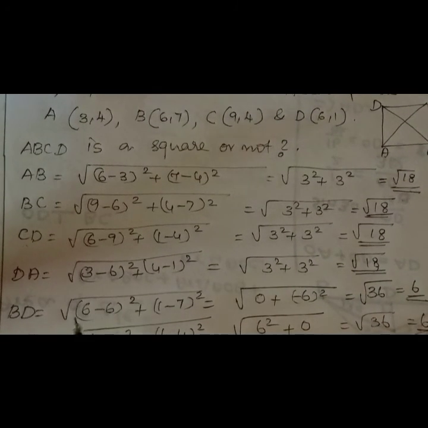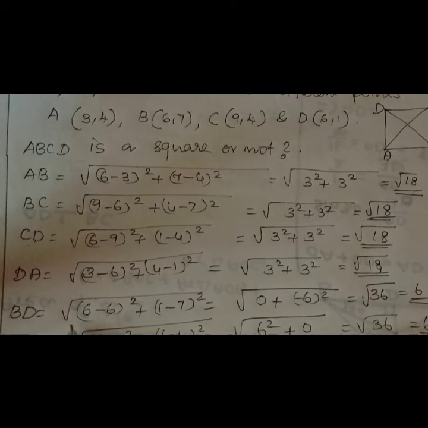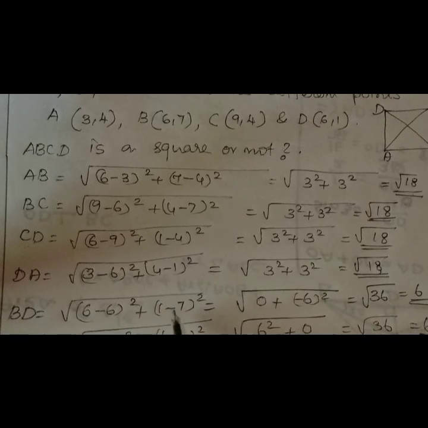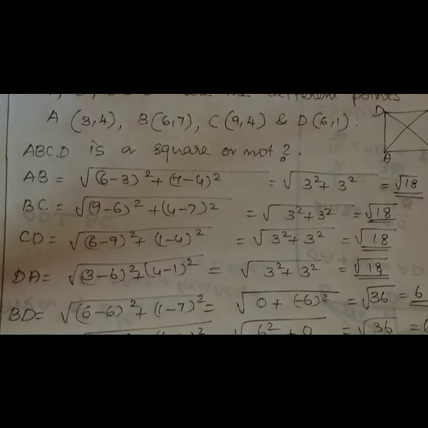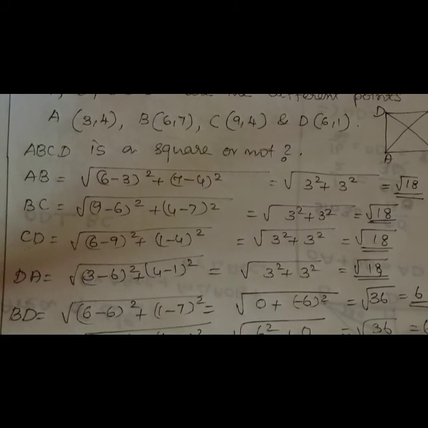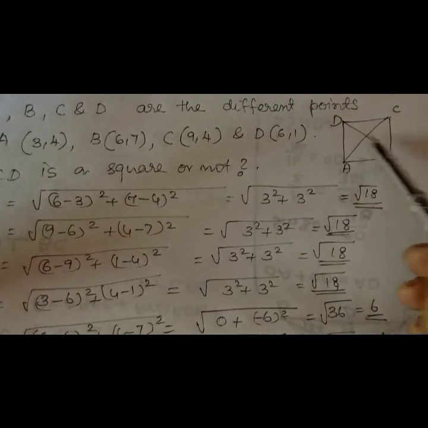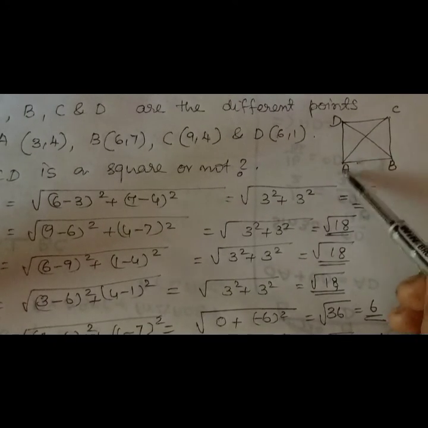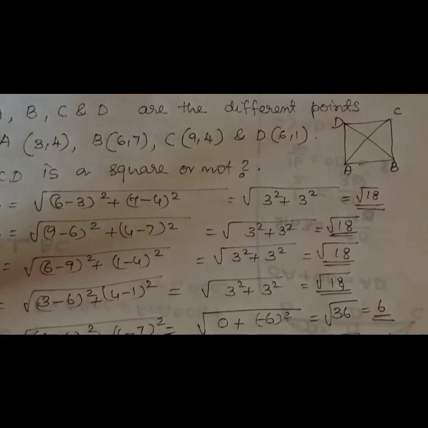Next we want to find the diagonals. BD is the root of (6 minus 6) whole square plus (1 minus 7) whole square, so it is the root of (negative 6) whole square, which is 6. And AC, the second diagonal, is the root of (9 minus 3) whole square plus (4 minus 4) whole square. Again it is 6. That means the sides are equal and the diagonals are equal, as in a square. So the given coordinates form a square.